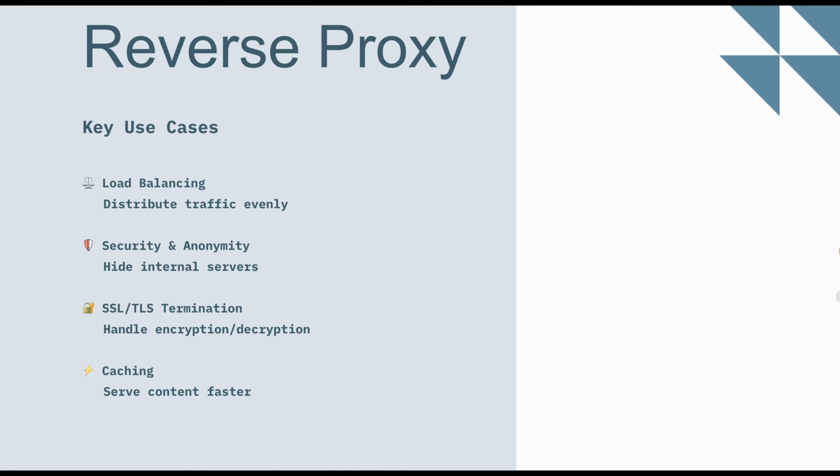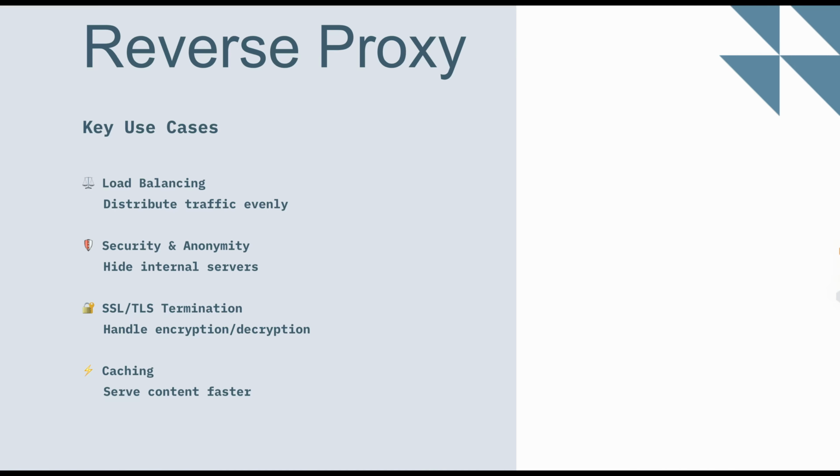The common use cases of a reverse proxy are load balancing, distributing incoming traffic across multiple backend servers to ensure no single server gets overwhelmed. Then, security and anonymity for servers, hiding the internal IP addresses of the application servers to protect them from direct DDoS attacks or hacking attempts.